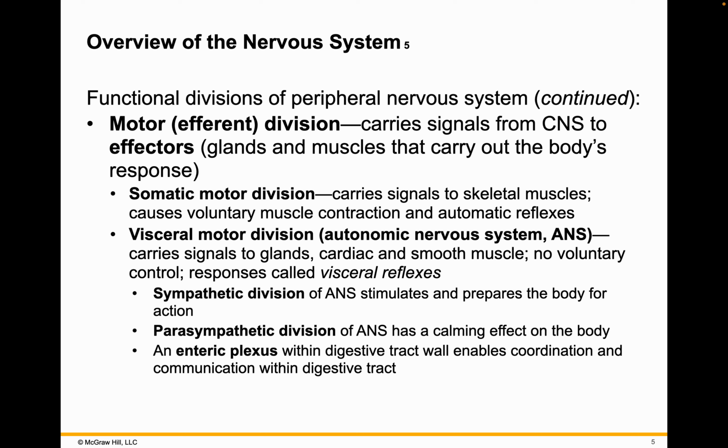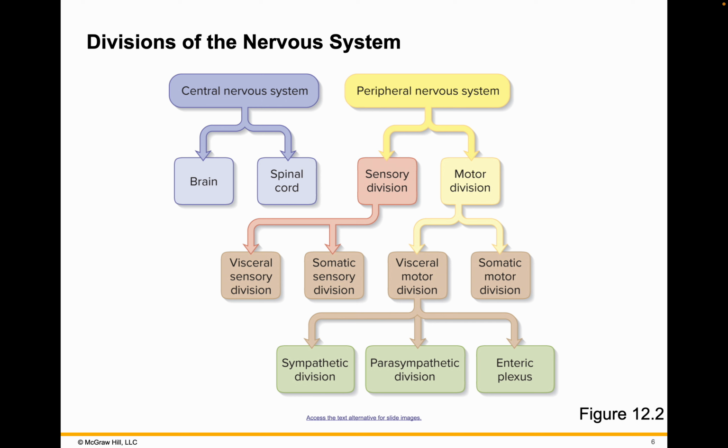There is a sympathetic division and a parasympathetic division to the autonomic nervous system. The sympathetic division stimulates and prepares the body for action, while the parasympathetic division tends to have a calming effect on the body. We also have a group of nerves within the digestive tract that coordinate communications within the digestive tract, called the enteric plexus.